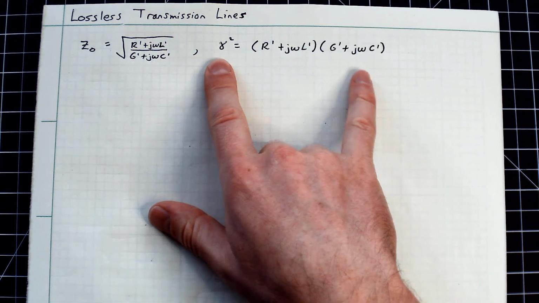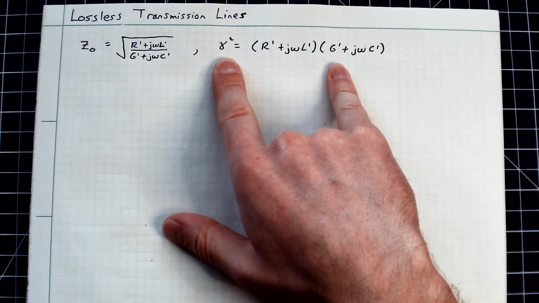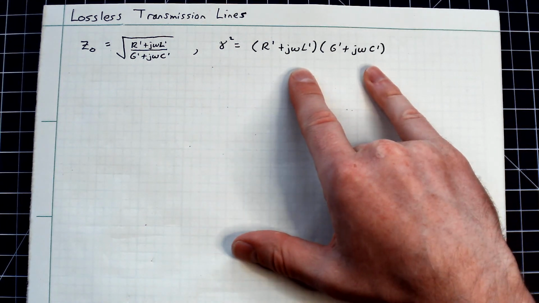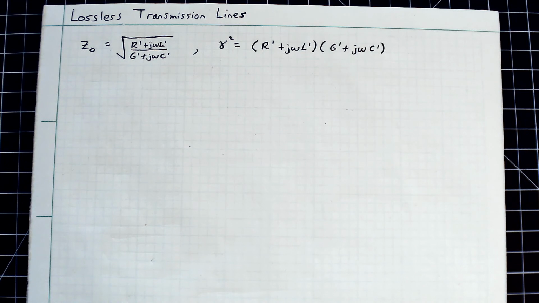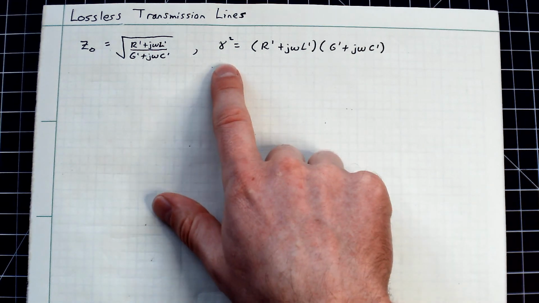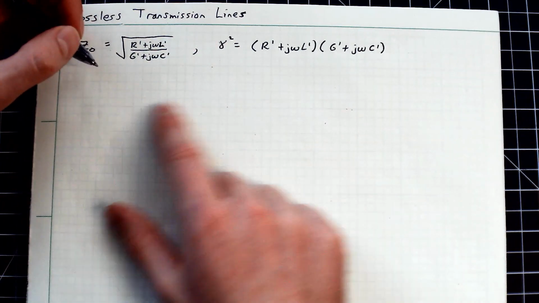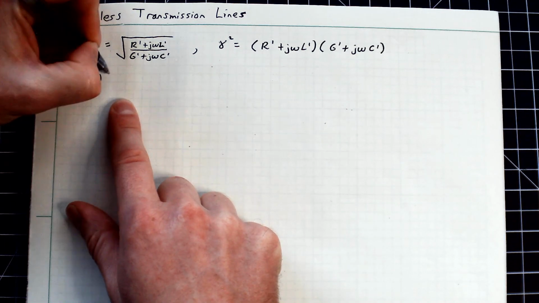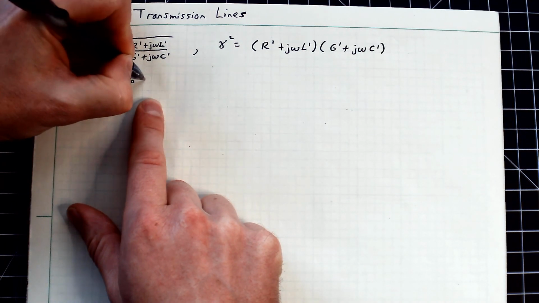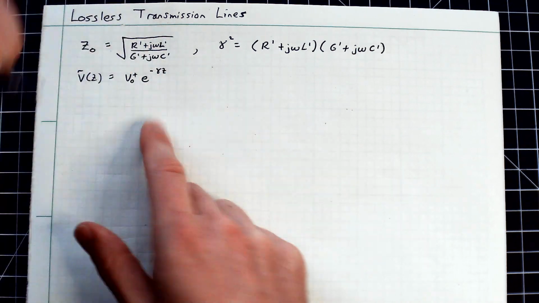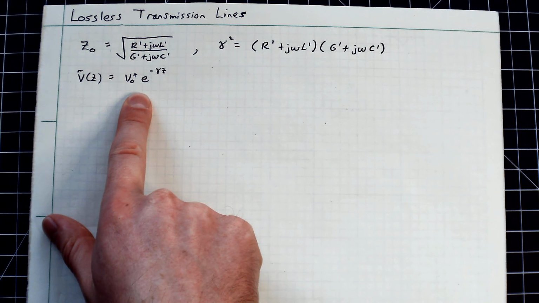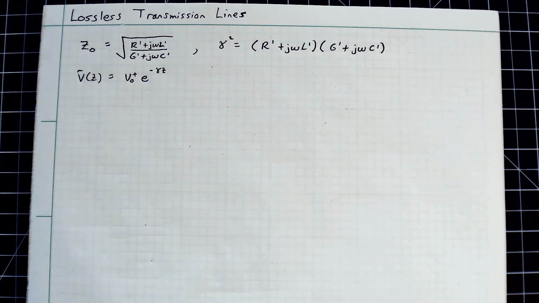In particular, this thing here determined the attenuation of a wave as it propagates down a line, and it also influenced the phase factor. So we had this idea where the solution to the voltage looked like the following: V naught plus e to the minus gamma z. So this represented a wave propagating to the right in the phasor domain.